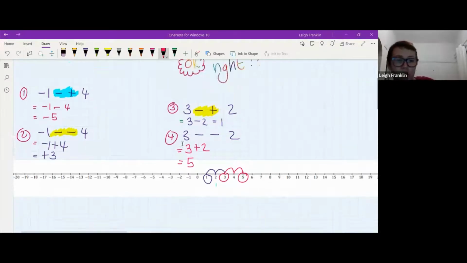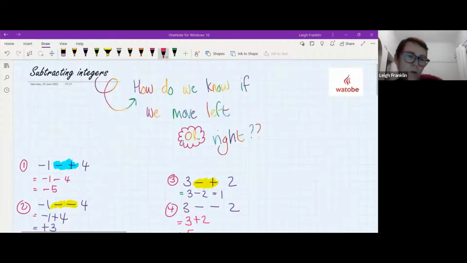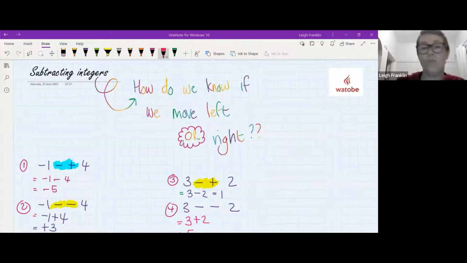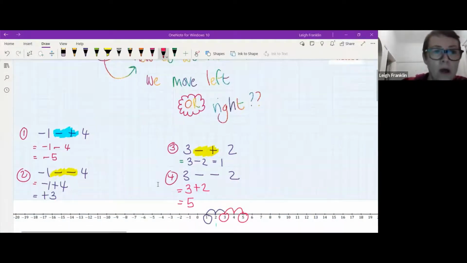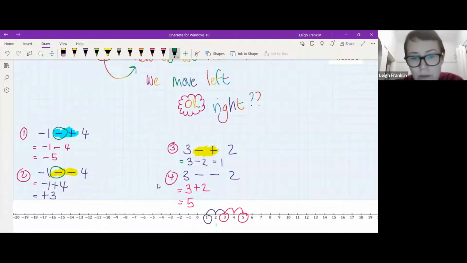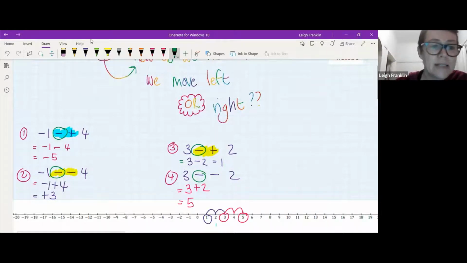That was very good. What we need to remember when we are subtracting integers is that 2 signs have to become 1 sign. All right, so in the case of number 1 and number 2 and number 3 and number 4, the subtraction is this one. This is the operation. There's the subtraction. Okay, the next sign is a positive or a negative, and it belongs to the number that follows it.